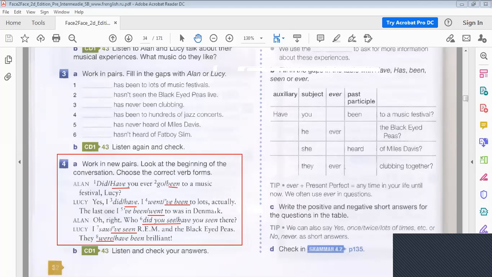Track 43. Have you ever been to a music festival, Lucy? Yes, I have. I've been to lots, actually. The last one I went to was in Denmark. Oh, right. Who did you see there? I saw REM and the Black Eyed Peas. They were brilliant. Have you?